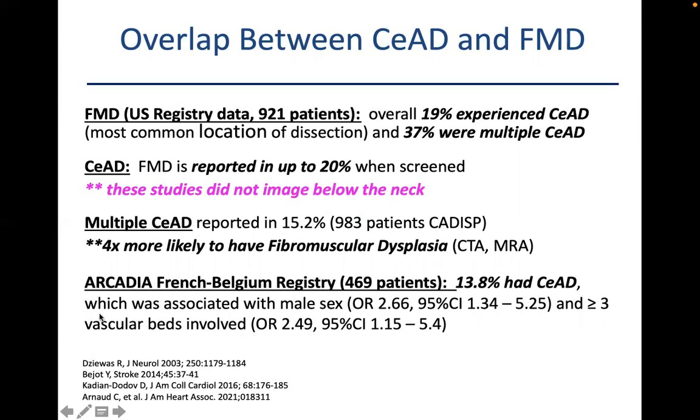Now, more recently, the Arcadia registry, which included 469 patients, did systematically image head to pelvis, and they found that about 14% had cervical artery dissection, which was associated with male sex and more multiple vascular beds involved with FMD.